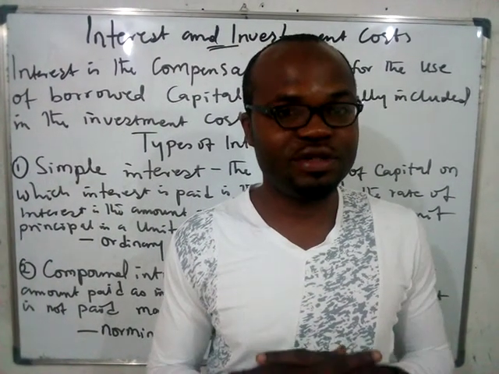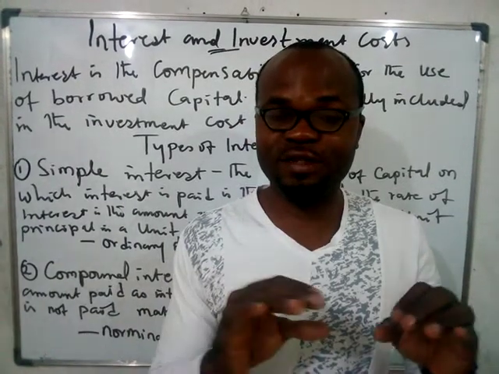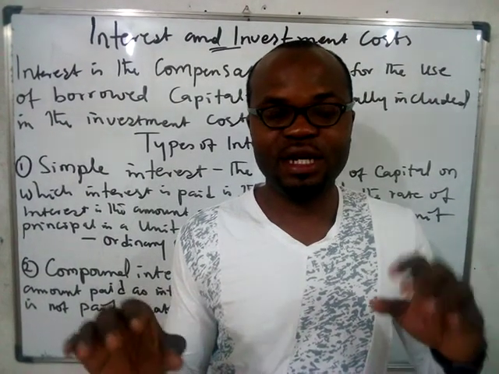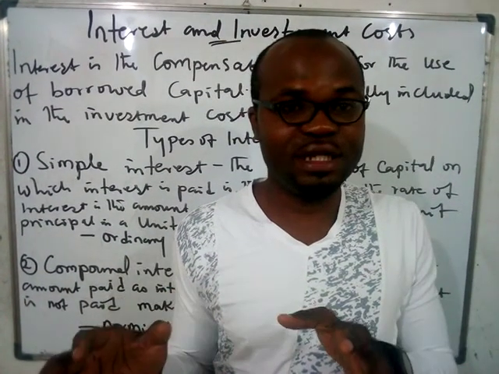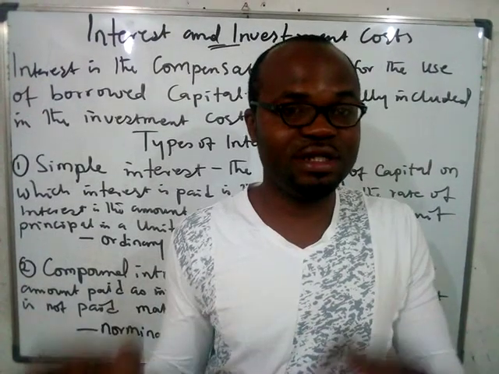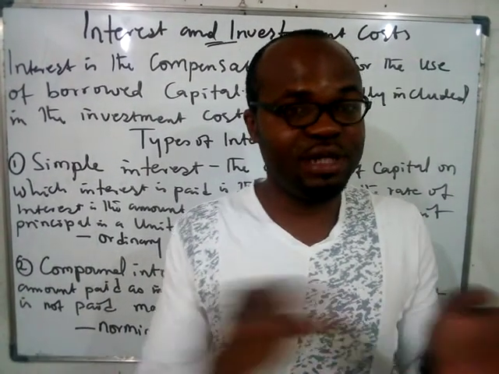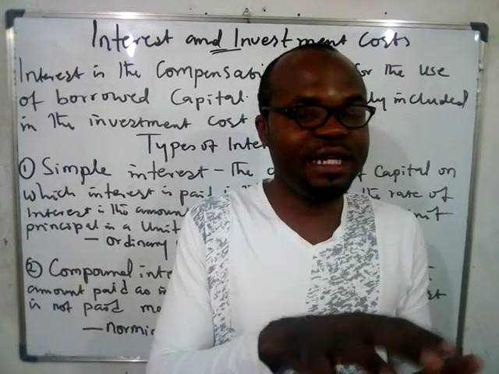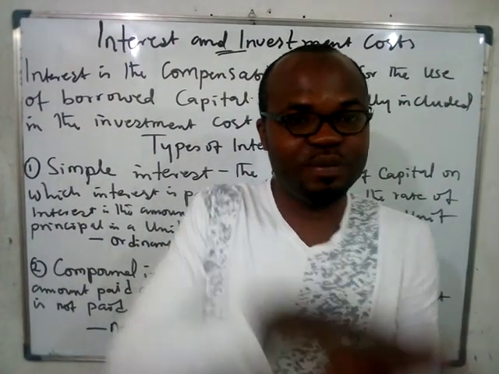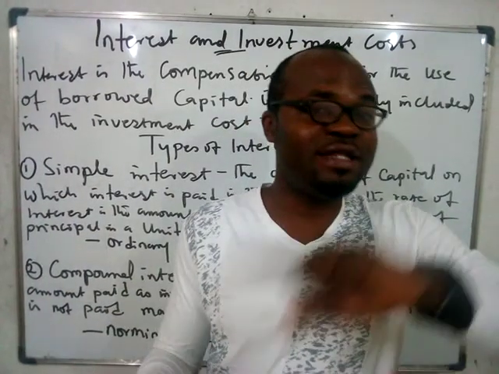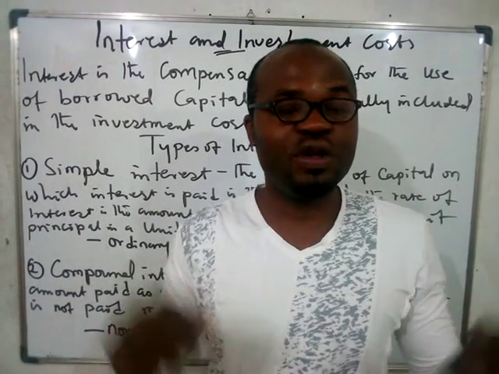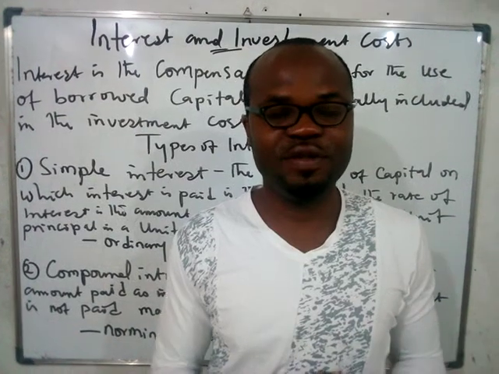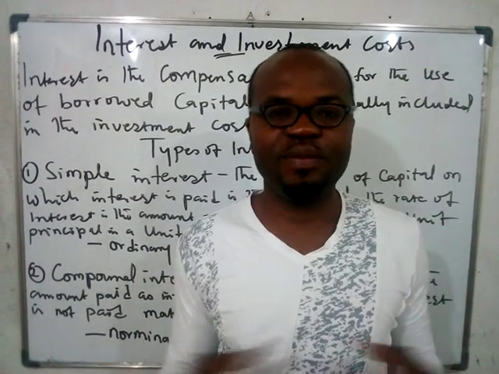It is called simple interest if the interest is constant over time, and the principal that you started with is what you use in calculating the interest for as many years as possible. But when you add up the interest made for a particular period to the principal, in order for you to calculate the next interest, we call it compound interest. So there are two types of interest. We have simple interest, we have compound interest.